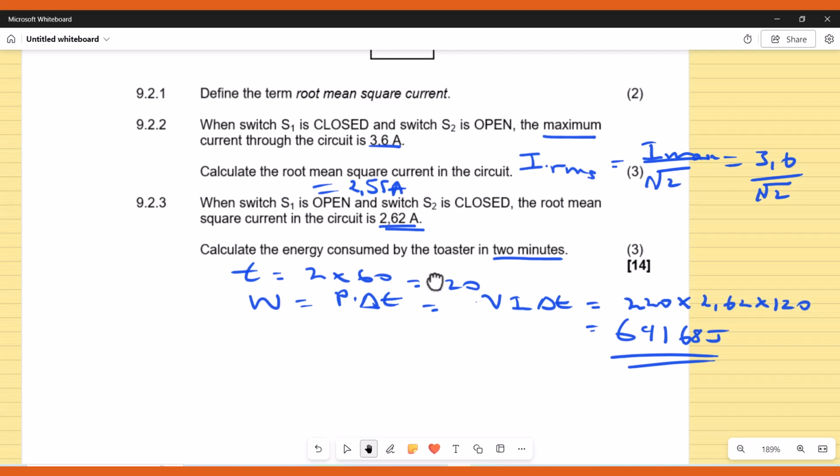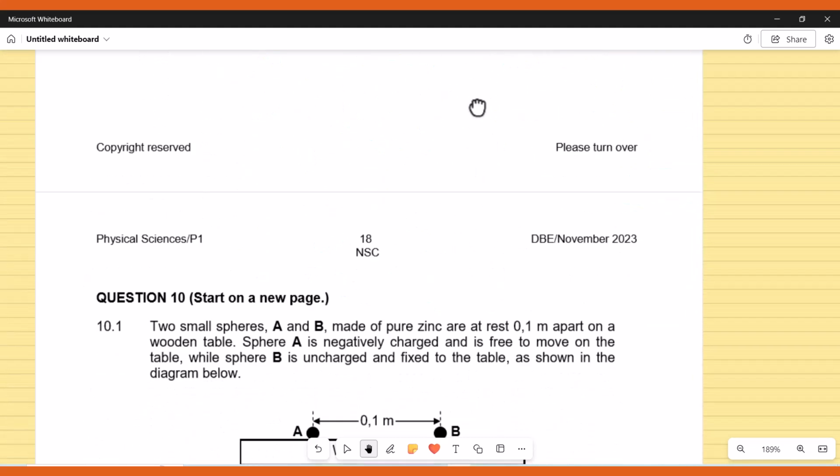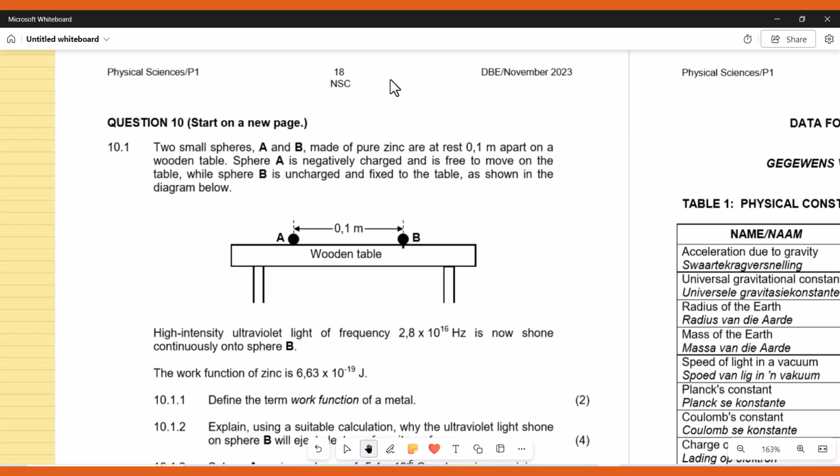Now energy is the same as work done because they have the same units.